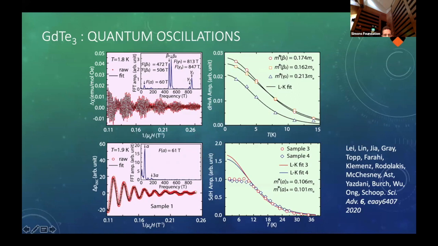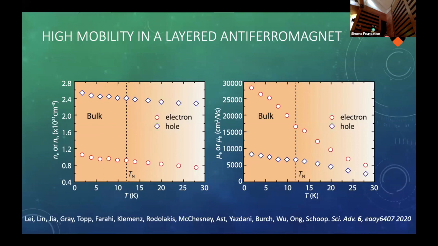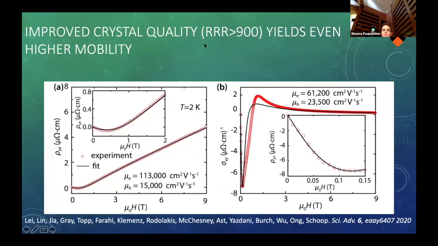And this is a first indication that they should have high mobility. The second indication was that we measured Hall effect, where we measured very high mobilities at low temperatures here. And so these were the first mobilities we measured, of 30,000 centimeters squared per volt second. But then my postdoc wanted to raise the crystal quality, so he grew even better crystals with RRRs of over 900. And here, depending on whether you fit Hall resistivity or conductivity, you get mobilities of 100,000 to 60,000 centimeters squared per volt second. So this is extremely high.